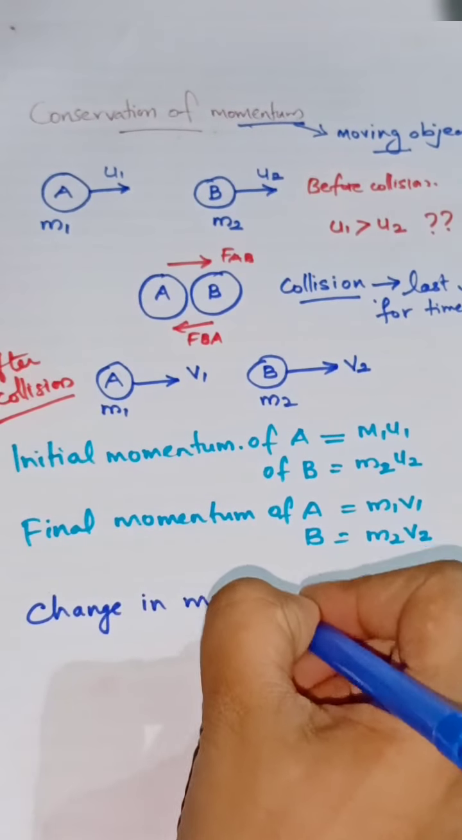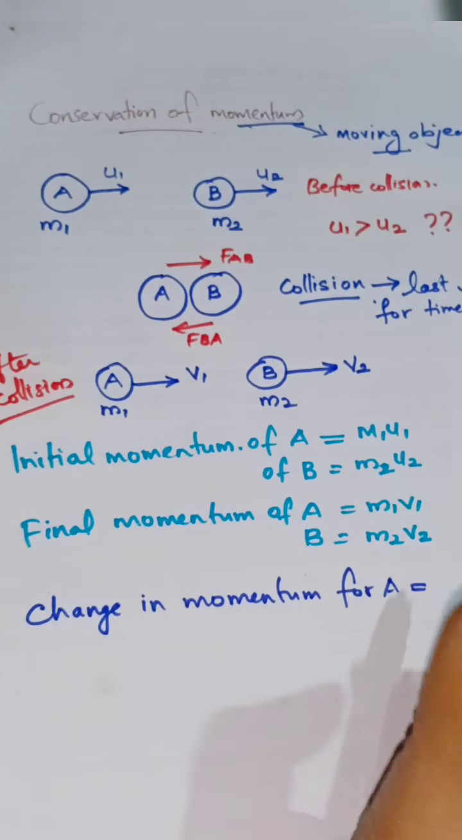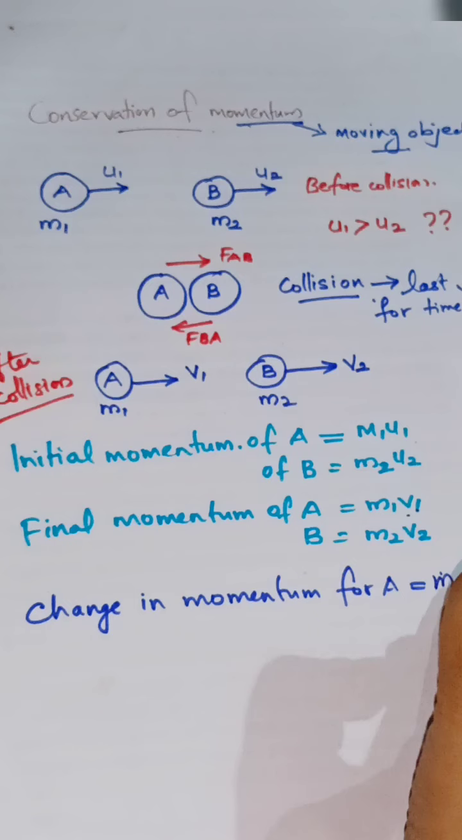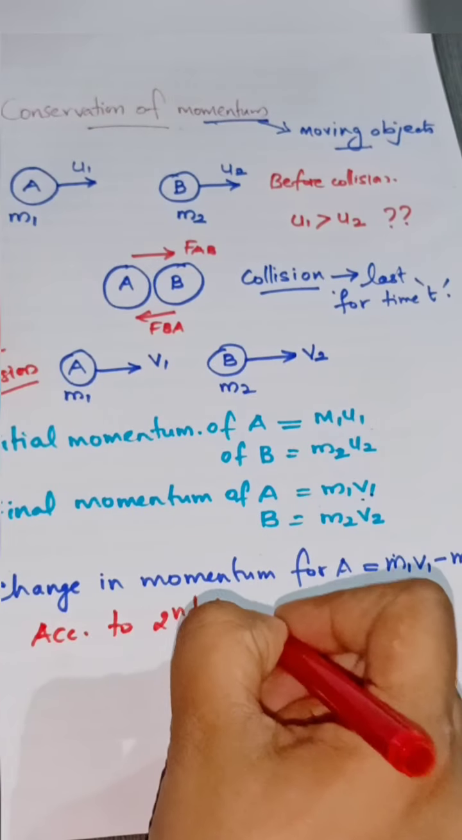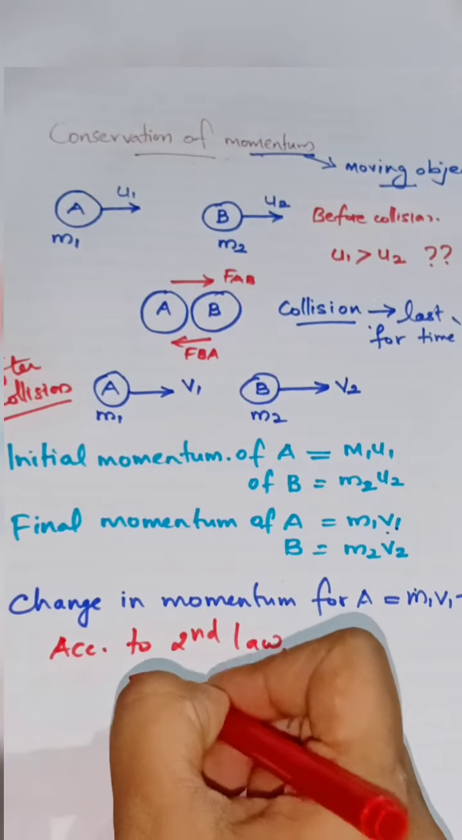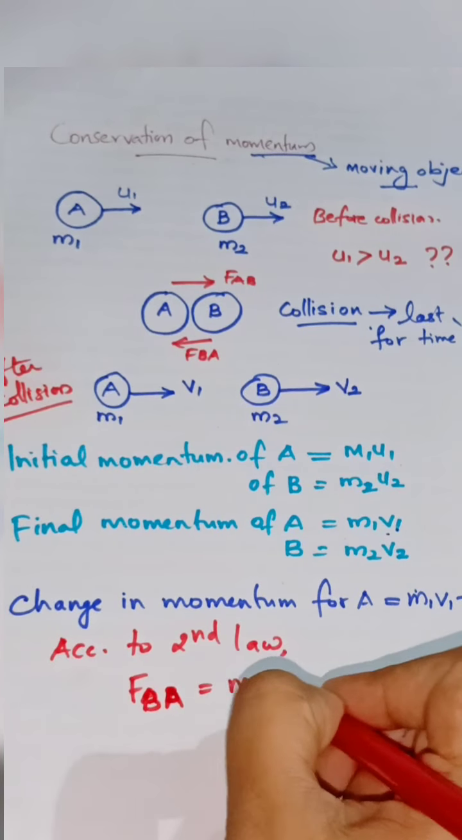So, what is the change in the momentum of ball A before and after collision? So, we have to consider only the momentum of A. The change in the momentum will be the difference of the final and initial momentum of ball A. That is m1 v1 minus m1 u1, final momentum minus initial momentum. Now, according to Newton's second law of motion, we know that the rate of change of momentum of an object is equal to the external unbalanced force acting on it.